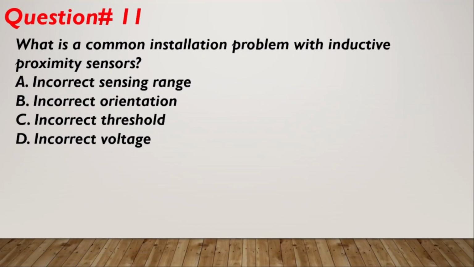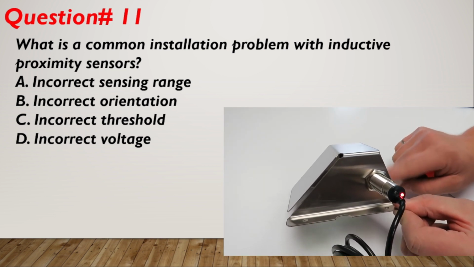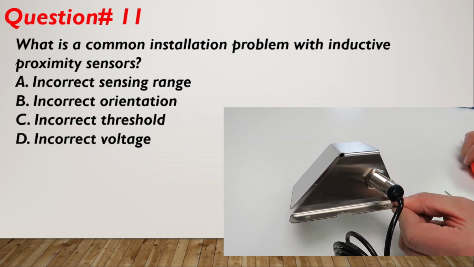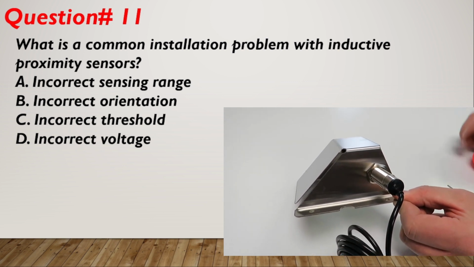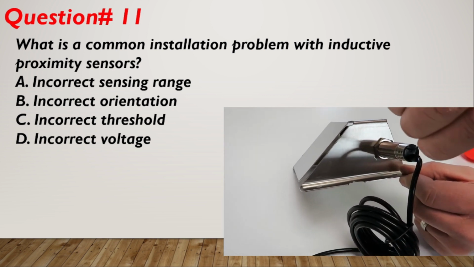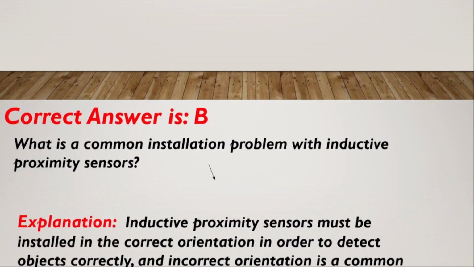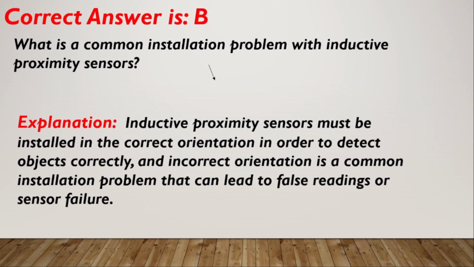Question number 11. What is a common installation problem with inductive proximity sensors? A. Incorrect sensing range. B. Incorrect orientation. C. Incorrect threshold. D. Incorrect voltage. Correct answer is B. Incorrect orientation.